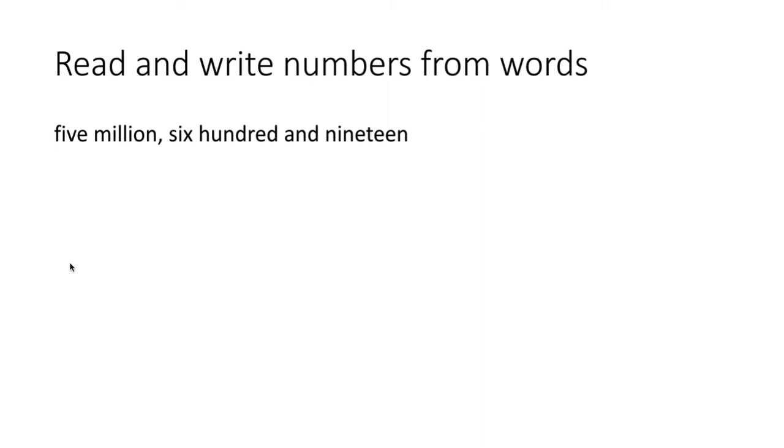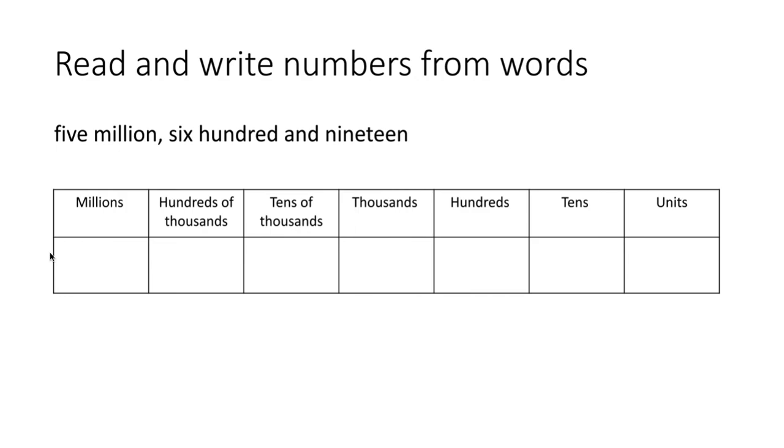Okay, I think this is our last example together. 5,000,619. The place value chart, or table should I say. 5 million, so we know how many to put into the millions column. 619, so we know how many to put into the hundreds, tens and units. What about the thousands? Have a think. If you've got a place value chart in front of you, write it on.